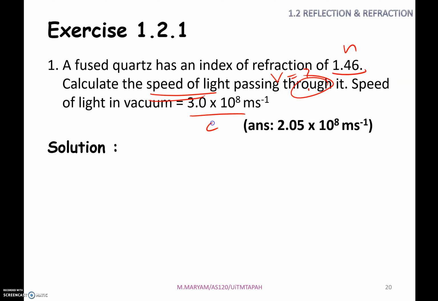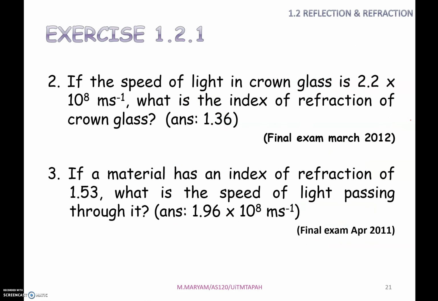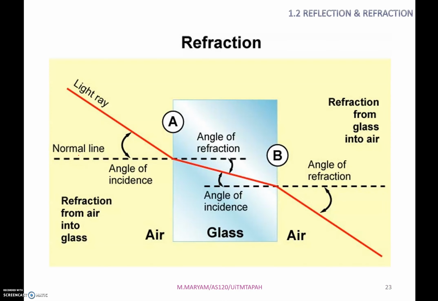Speed of light in vacuum is your c. So n is equal to c over v. Find your v, which is c over n. And you will get 2.05 times 10 to the power of 8 meters per second. Alright, so try and do these two exercises. If you have any question, you can come to me.